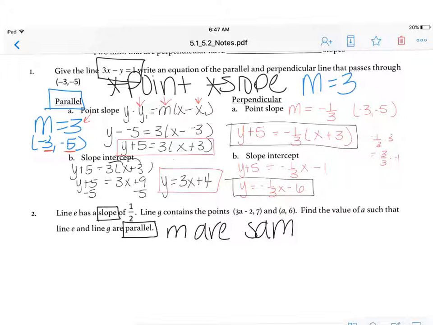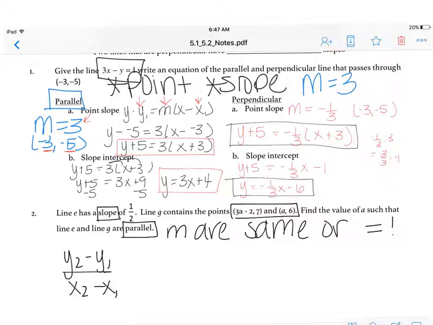In math, the word same means equal. So if the slope of G has these 2 points, remember, in order to find slope, you take y2 minus y1 over x2 minus x1. So we're going to do that same thing here with the line G. We're going to take y2, so we're going to say 6 minus 7 over a minus 3a minus 2.